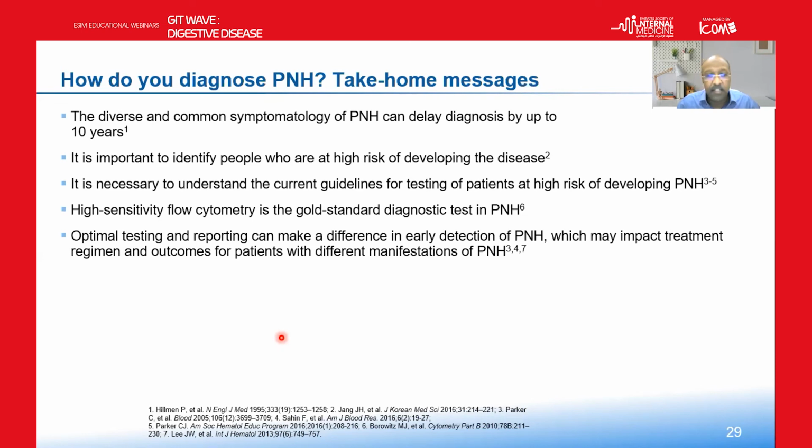It is necessary to understand the current guidelines. There are guidelines. The test is high sensitivity flow cytometry, as I mentioned, which is available, alhamdulillah, in UAE. And optimal testing and reporting can really make a difference in early detection of PNH, which really can be translated into improvement in the patients, and it will prevent the morbidity and mortality among these patients. Because with early diagnosis, you can refer the patient to us so we can start the treatment, which I will mention.